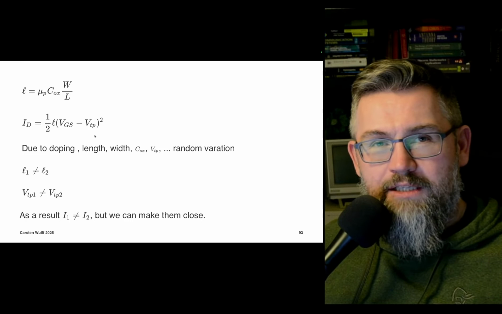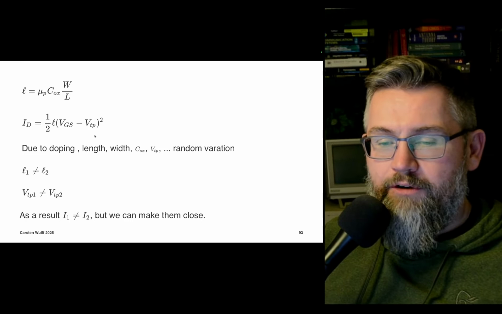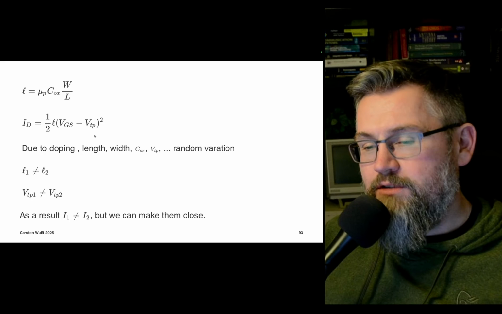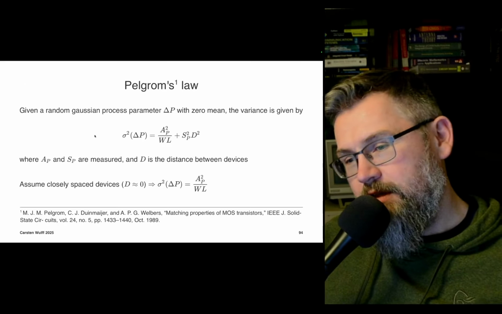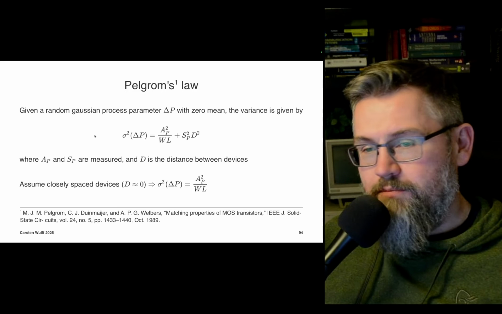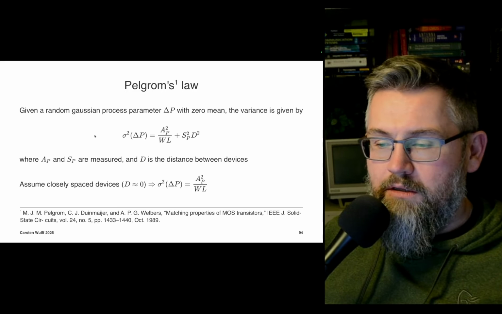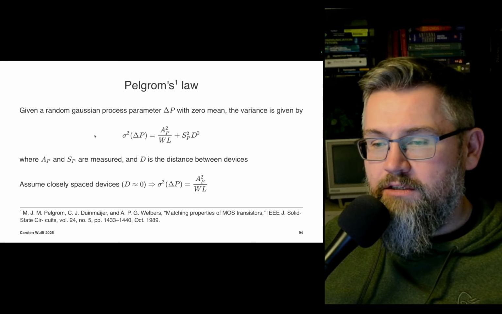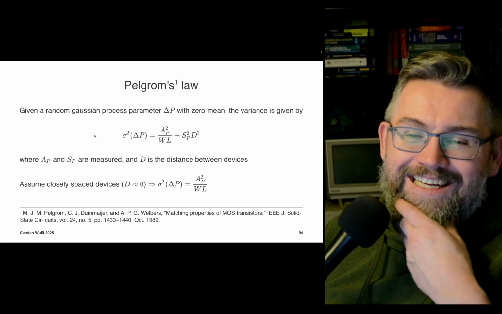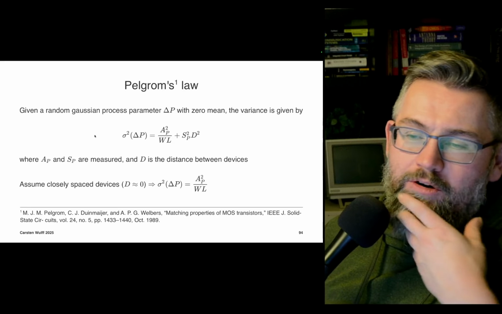But in all of these technologies, we will end up with variation in widths and lengths. So we have to deal with mismatch, and we have to simulate that. Now, Pelgrom was a guy that wrote the paper on mismatch. I guess maybe the model is named after him.